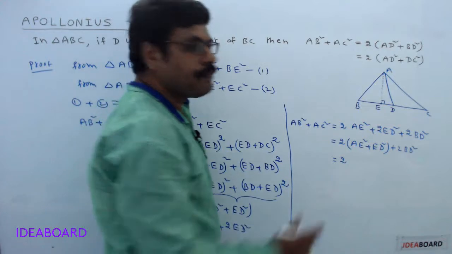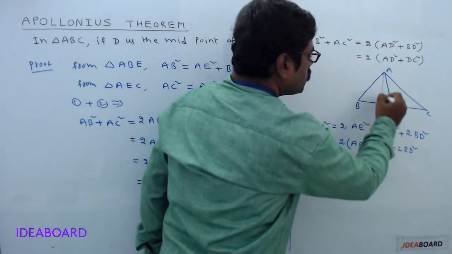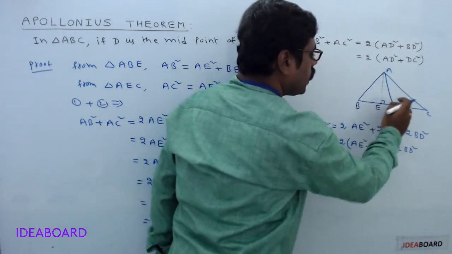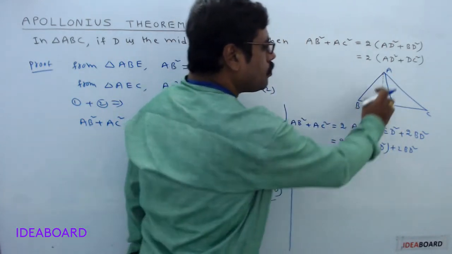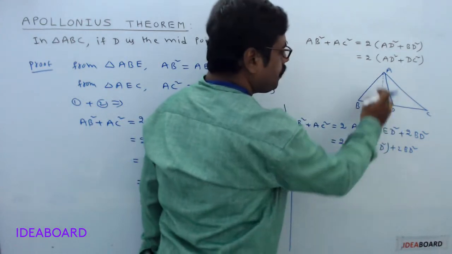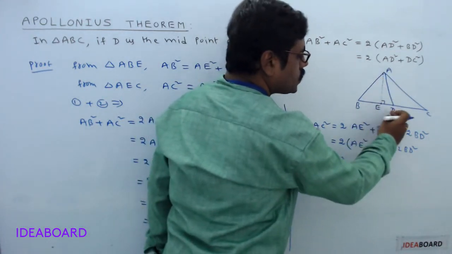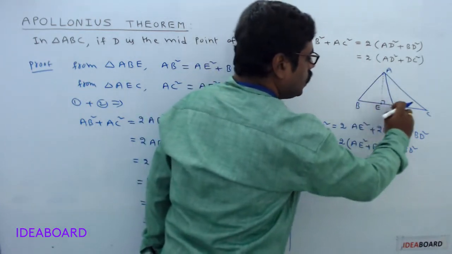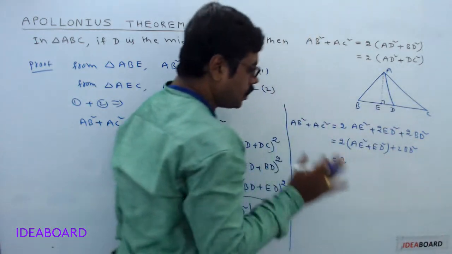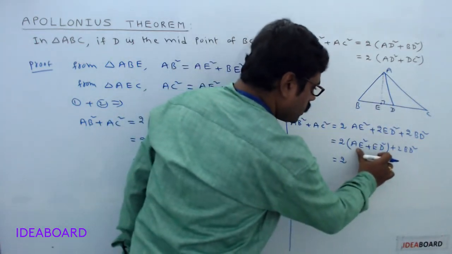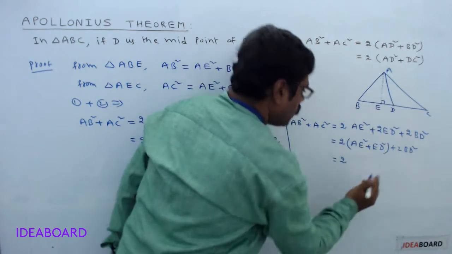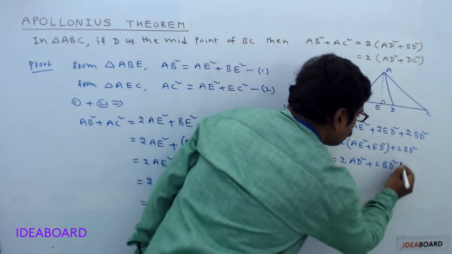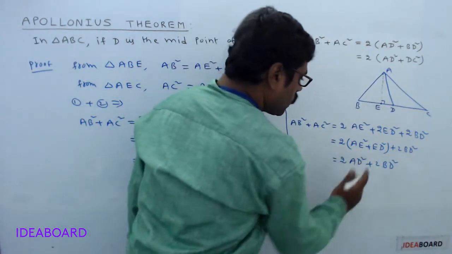Now look at the diagram. AED is a right angle triangle. Now apply Pythagoras theorem on this triangle. So AE square plus ED square equals AD square. So in place of AE square plus ED square, we can write AD square plus 2 into BD square. Now take the common factor 2.